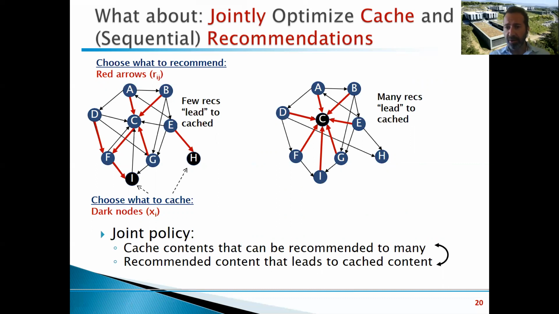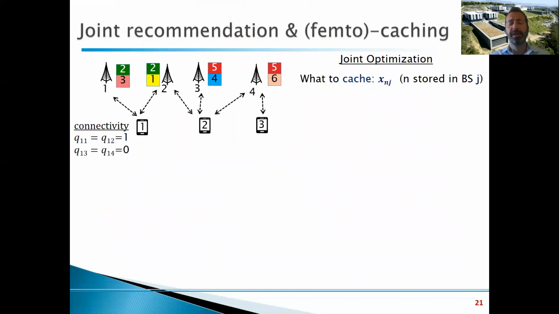Okay, so this is great. It sounds promising, but the bad news is that in the continuous domain, if I have my control variables, the recommendations and the caching, be continuous, this is an open problem. So how do you do joint caching and recommendations in this setup where you have sequential content accesses? We don't have a solution for this yet. So does this mean that we cannot solve joint problems? No.